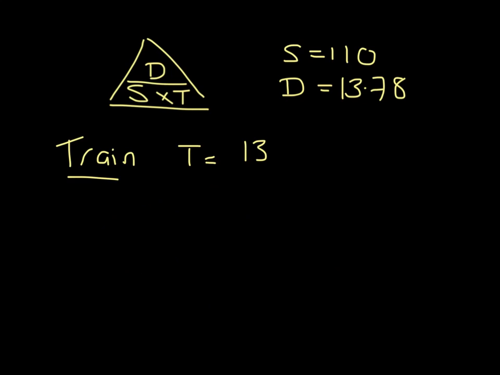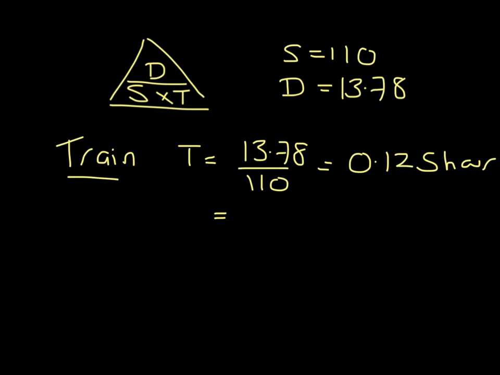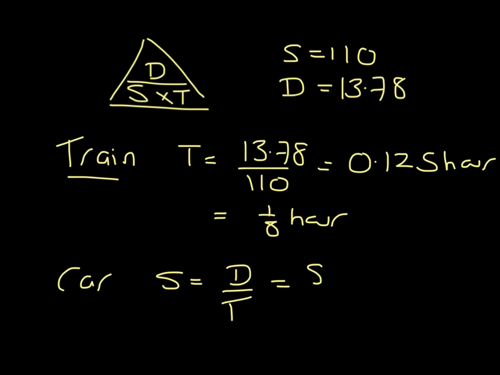time is distance over speed, and that gives us 0.125, or an eighth. We've got to remember this is in hours, so that's an eighth of an hour. If we then think about the car and we want the speed of the car, that will be distance over time. So that is 8.5 divided by 0.125, which gives us 68 kilometres per hour.